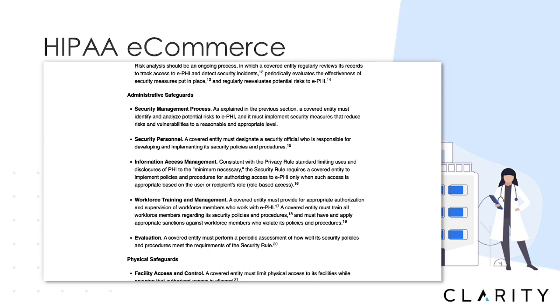But overall, having a process and constantly evaluating, and then having some form of feedback loop around who has access to what information, being able to modify their roles, and having a dedicated person. They say a covered entity must designate a security official who is responsible for developing and implementing its security policies and procedures.